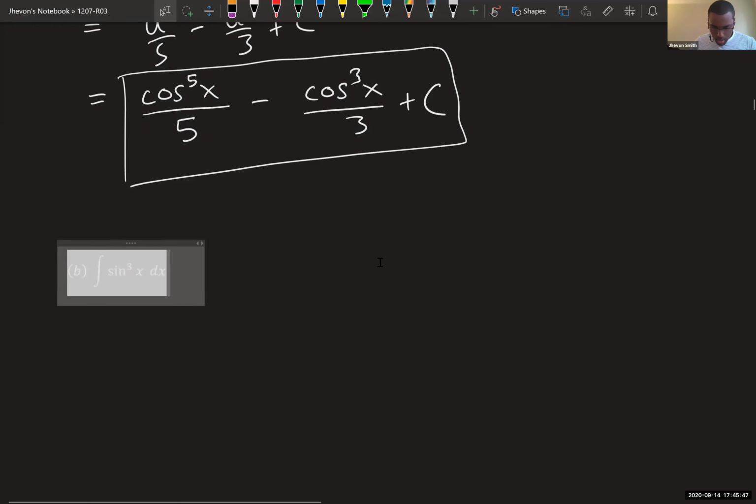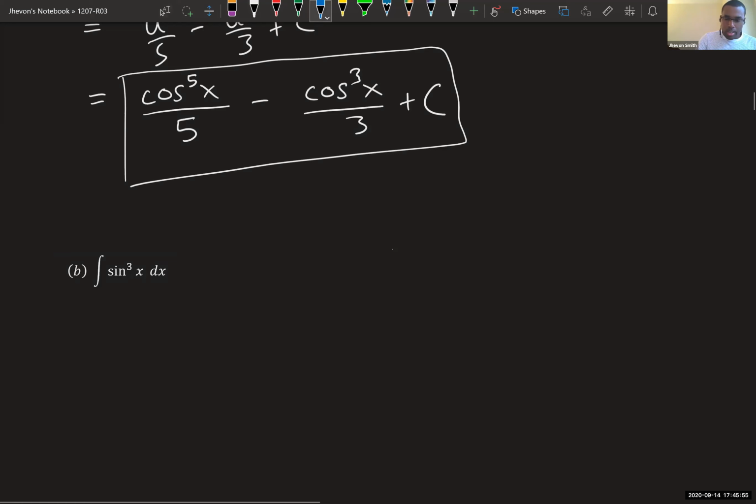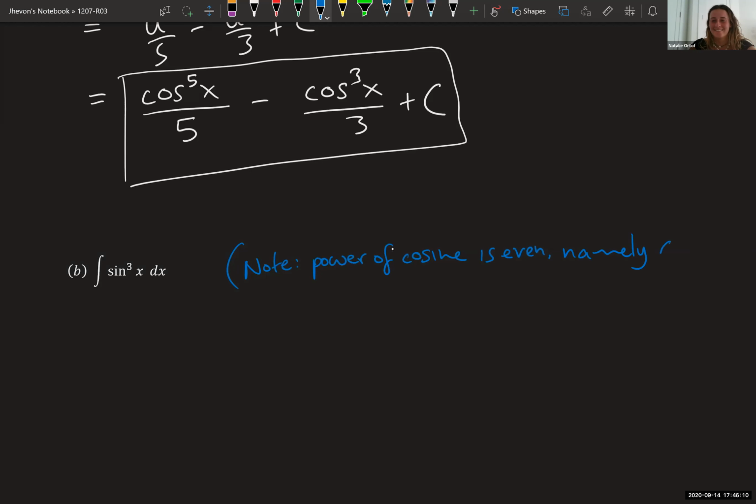Maybe make it a little larger. Sine cubed. One thing I want you to notice is the power of cosine is even. How do I know that the power of cosine is even? Because it's 0. Right. Thanks. It's 0. Okay. 0 is an even integer from what you guys know. So technically I can think of this guy as the integral of sine cubed cosine to the 0 dx, right? So this is still in this same case.